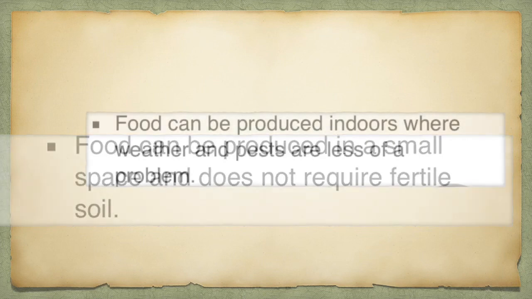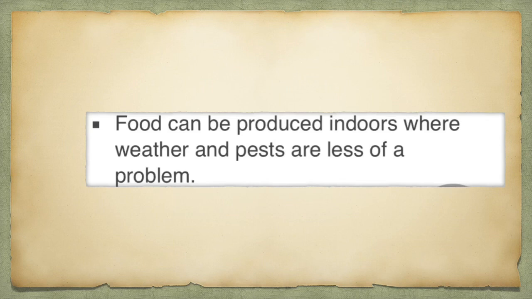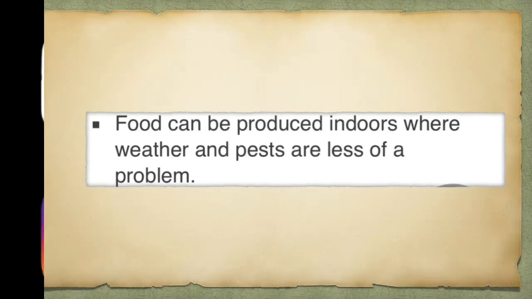One more added benefit of our aquaponics system is that food can be produced in indoor areas where you will have less of a pest problem, a controlled environment where you can monitor your plants more efficiently.